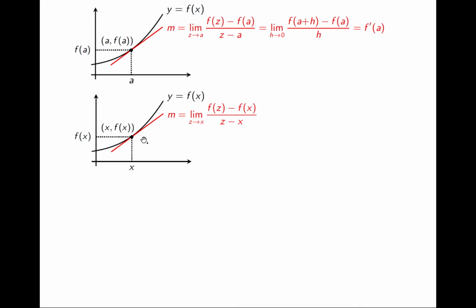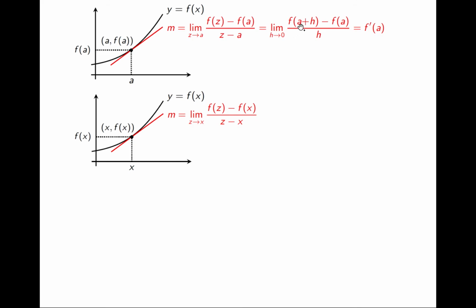And notice what we've done is we've changed every occurrence of a to an x. So instead of the limit as z approaches a of f of z minus f of a over z minus a, all those a's change to x's. It's the limit as z approaches x, f of z minus f of x divided by z minus x. So you think about x as being a fixed value, although it could be different values. Think of it as fixed. And then work out this limit, and you get the slope m of this tangent line.